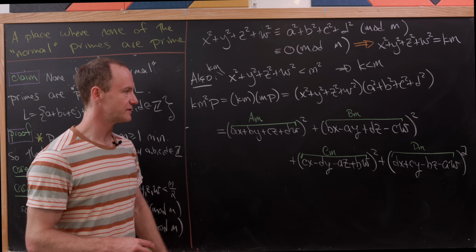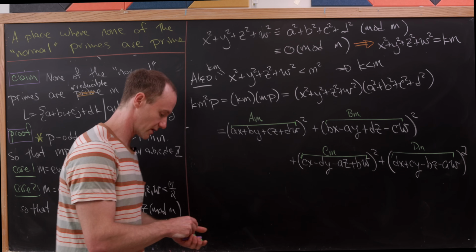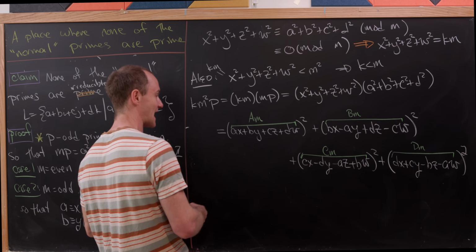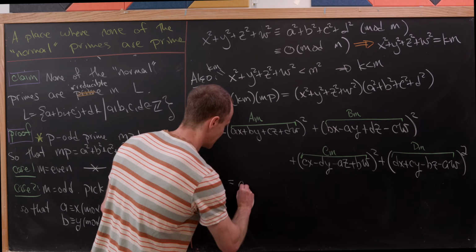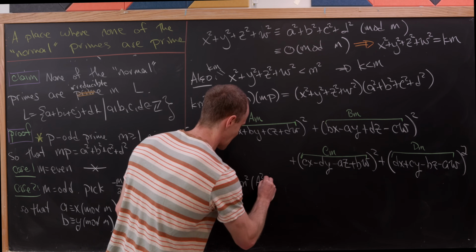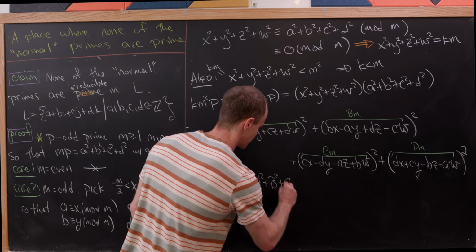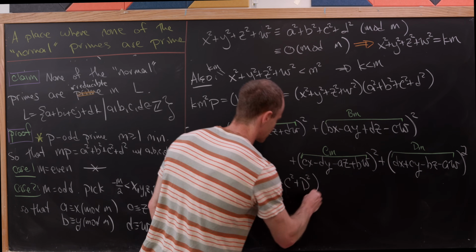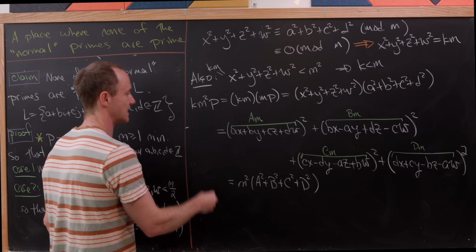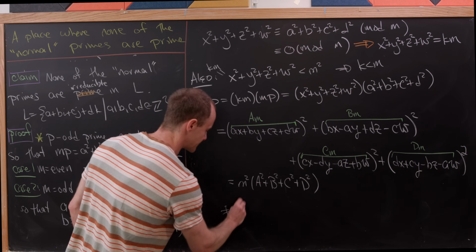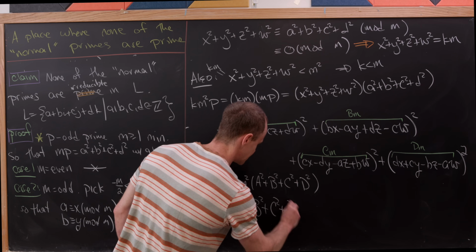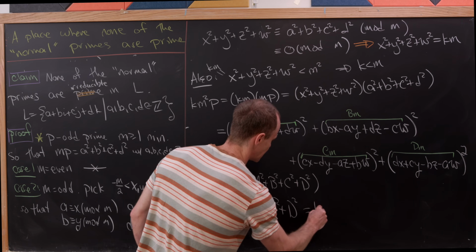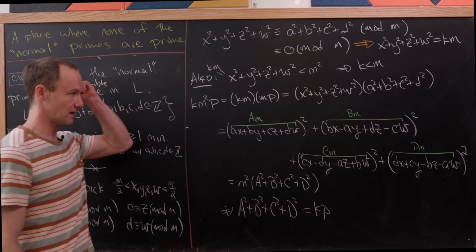But now what we can do is notice that these are all being squared. So what we actually have over here on the right-hand side of the equation is an M squared times capital A squared plus capital B squared plus capital C squared plus capital D squared. Now we can cancel the M squares from both sides of the equation, and we have these capital A, B, C, D squared sums being equal to K times P.